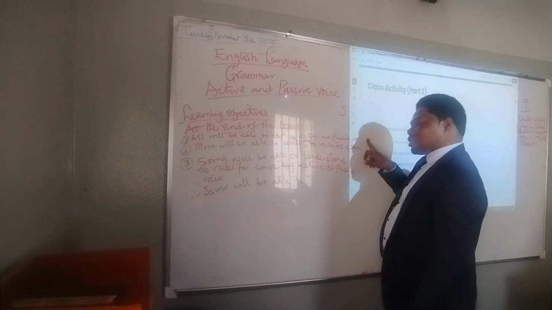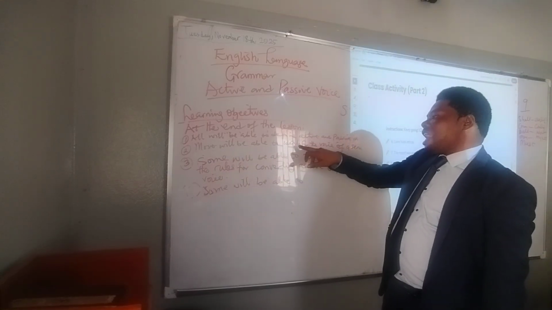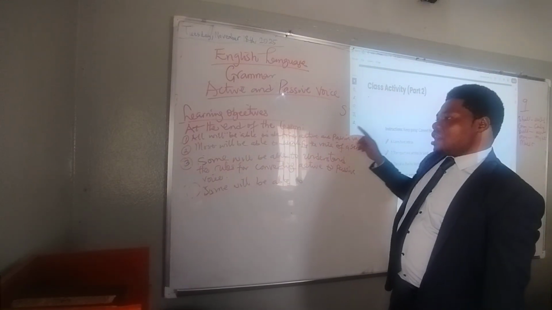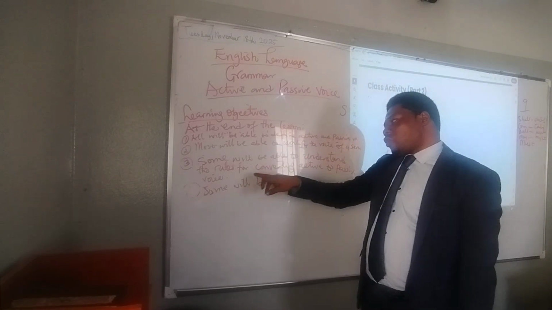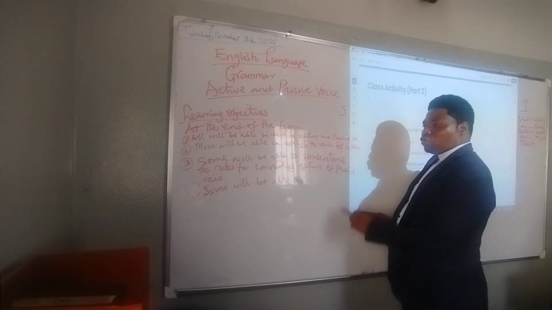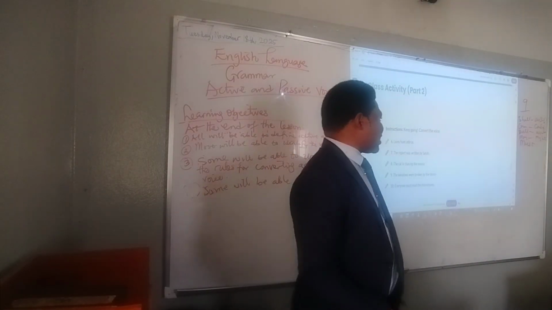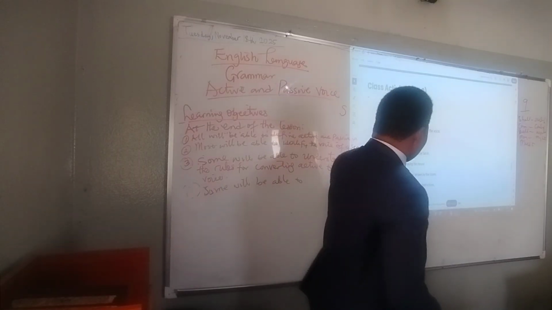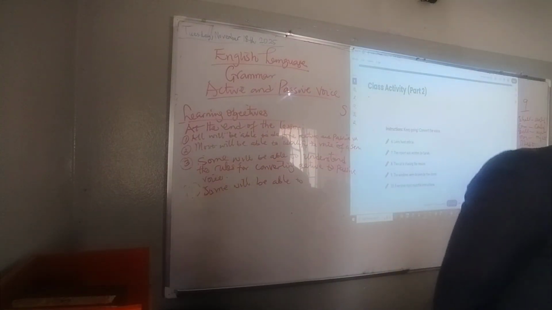Yes, a student was able to do this. Then most of us will be able to identify the voice of a sentence. We did this, we achieved this. And then some will be able to understand the rules for converting active to passive voice. I'm sure we're able to do this. So when we review the lesson again, you will confirm with me if we've achieved all these lesson objectives and outcomes. Okay, you are done?